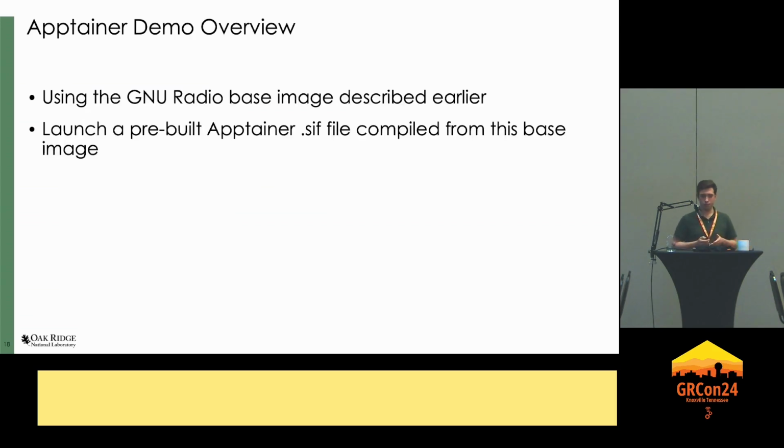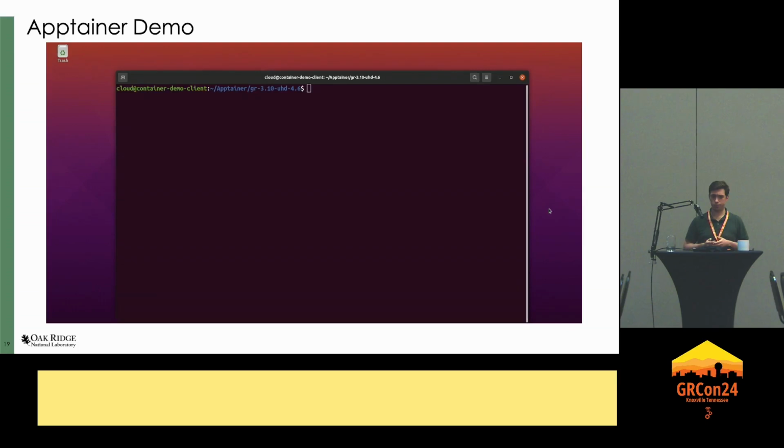So now doing a very simple Aptainer demo, I'm basically going to take the GNU Radio base image that I showed earlier, and we're just going to launch it and show how much easier it is to launch it compared to Docker. So here's the client machine, and first I'm going to do an ls -lh to show, and maybe it's hard to see, but I promise it is only 617 megabytes.